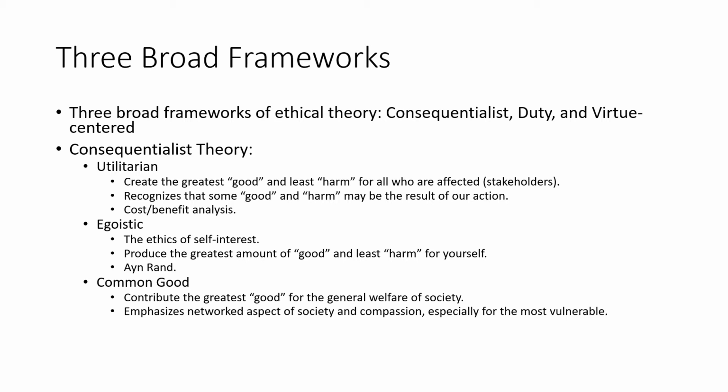This principle recognizes that some decisions create both good and harm. This is a type of ethical cost-benefit analysis. A second example of consequentialist theory is egoistic theory. This is the ethics of self-interest. It's based on the greatest amount of good and the least amount of harm for yourself. Ayn Rand, the author of Atlas Shrugged, was famous for having this ethical belief.